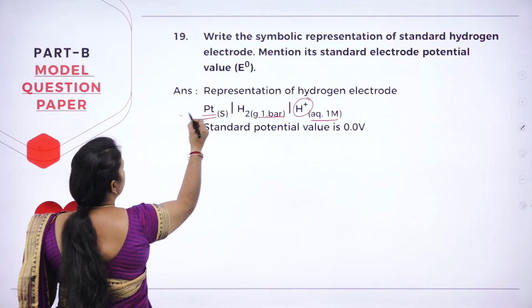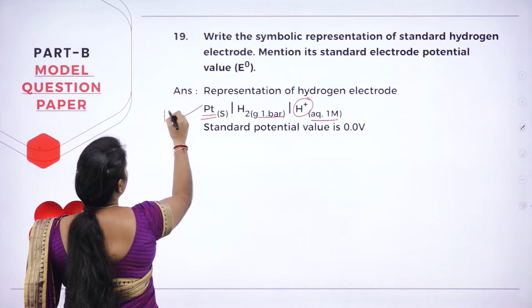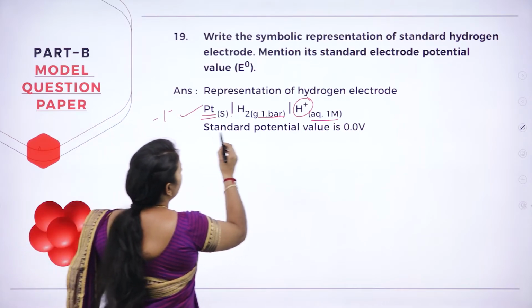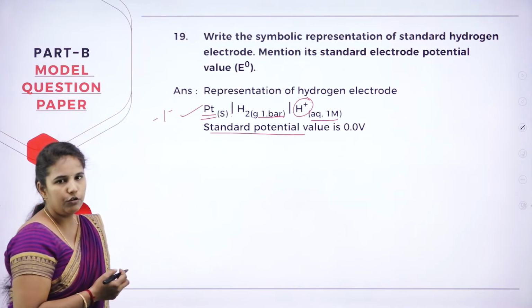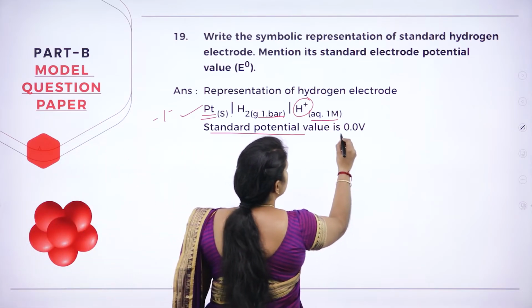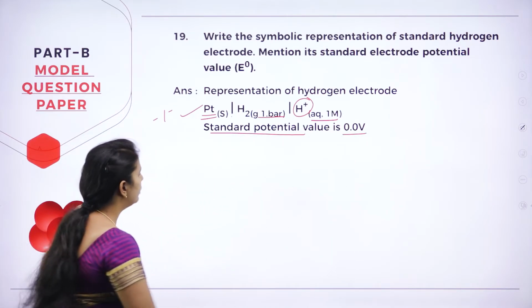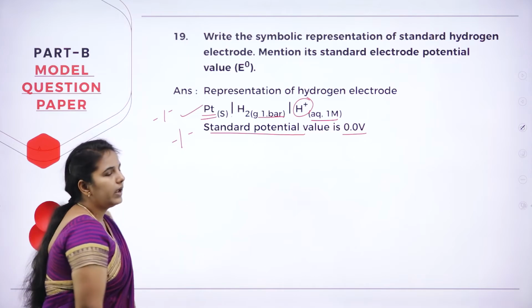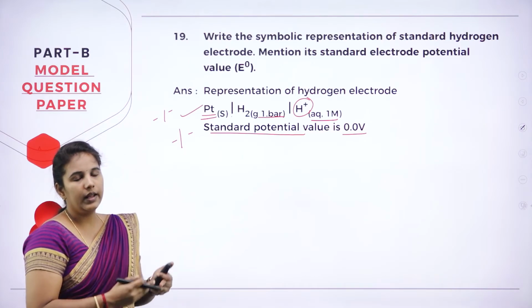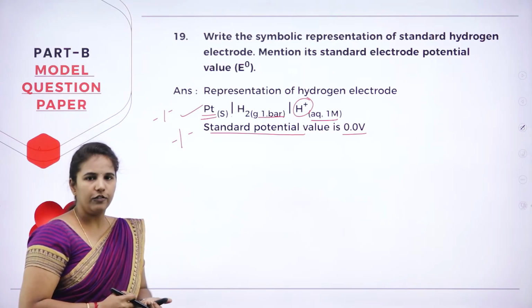For writing this representation of SHE, you will get 1 mark, and for writing the standard potential value for SHE, that is 0.0 volts, you will get 1 mark. Easily you can get 2 marks by attempting this type of question.